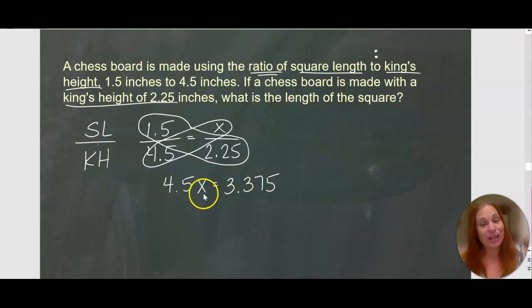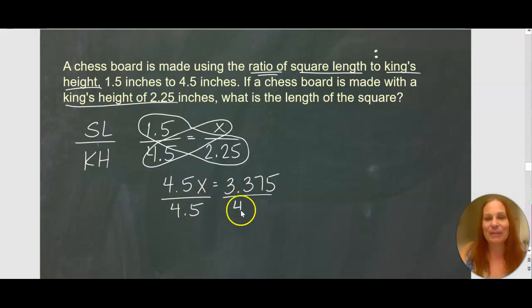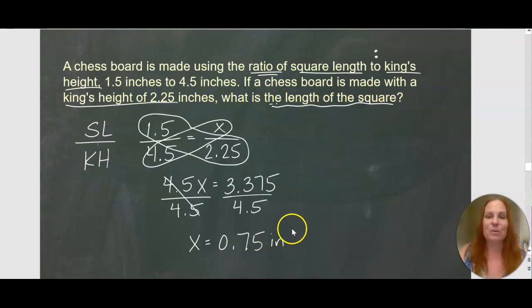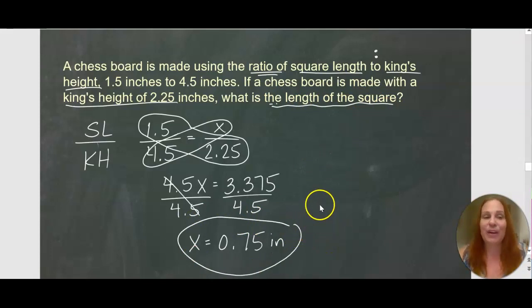The x is being multiplied by 4.5. So to undo that, we divide by 4.5. I was giving you a few seconds to think about it. And then we get, let me divide this by 4.5, I get 0.75. And that's inches because it's asking me what's the length of the square. So it would be 0.75 inches.